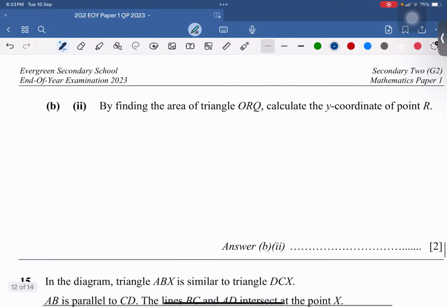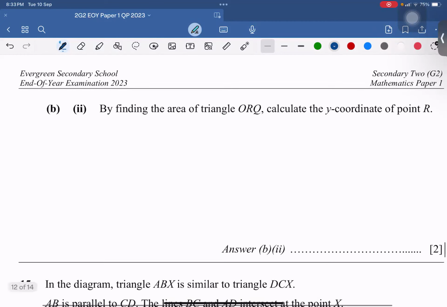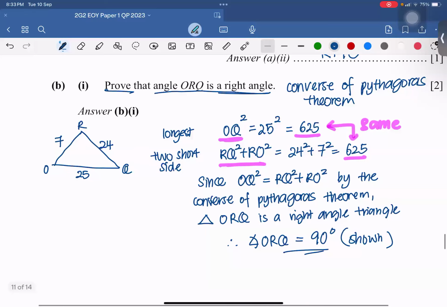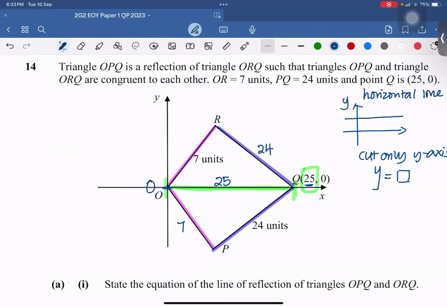By finding the area of triangle ORQ, calculate the coordinates of point R. How to calculate the area of a triangle? I know that this one is already 90 degrees, so how do I find the area of the triangle? Half times base times height. Very good. Which base am I going to use? 7 together with 24.